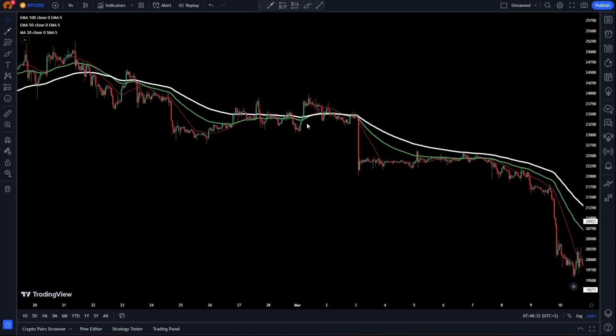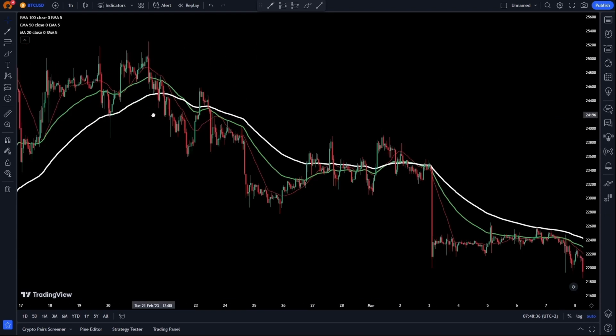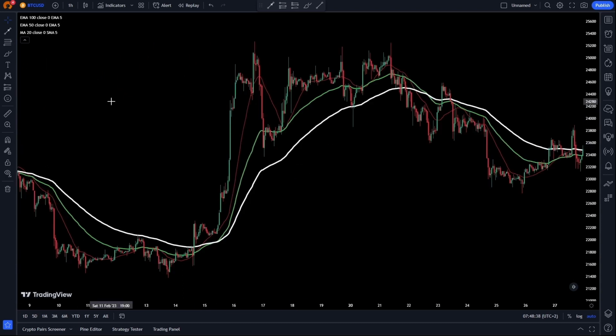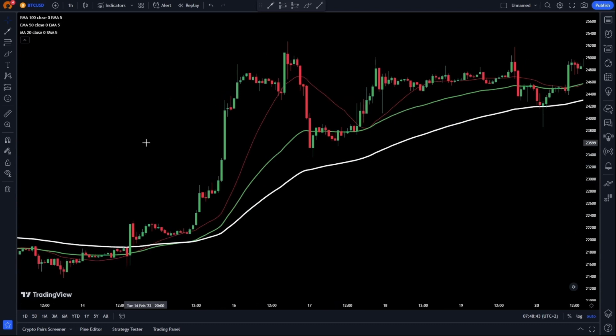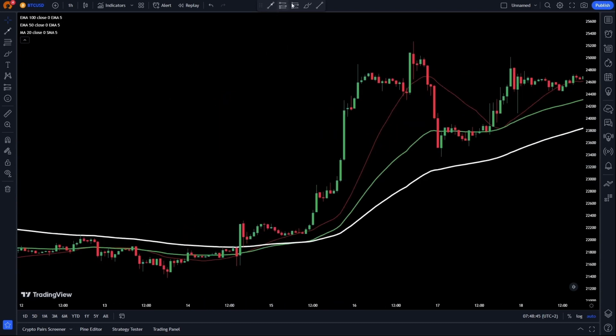So that's it, guys. This is the EMA crossover strategy, a strategy that uses only two exponential moving averages, or EMAs, and one simple moving average: the 100 period EMA, the 50 period EMA, and the 20 period SMA.